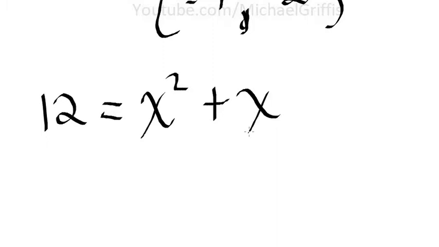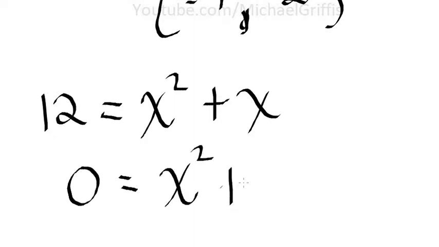Let's say we have 12 is equal to x squared plus x. What we want to do now is get this thing into the standard form. We need to write this in standard form, and I'm going to do that by subtracting 12 from both sides, and that's going to give us x squared plus x minus 12, which is equal to 0. Okay, that's the standard form we want it in. What do we do now?